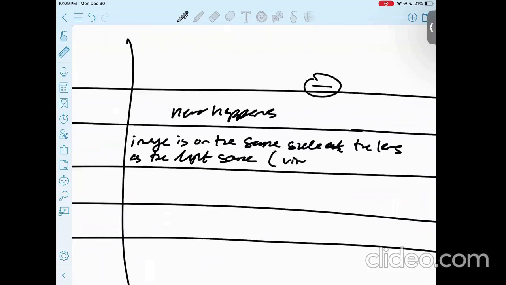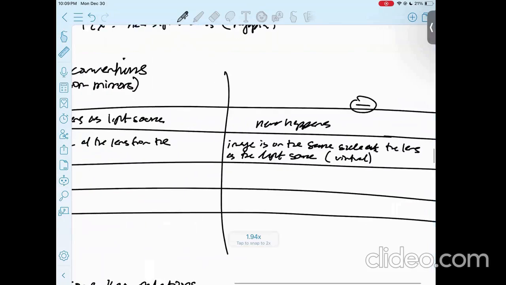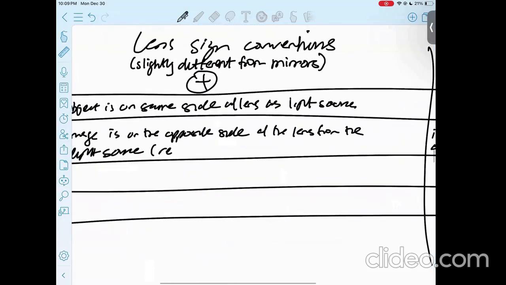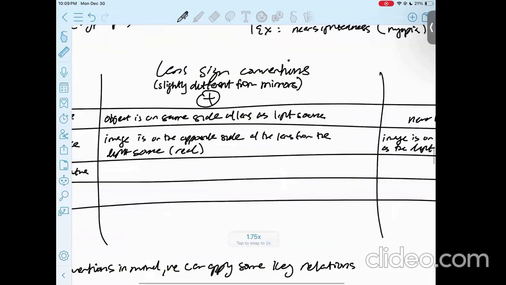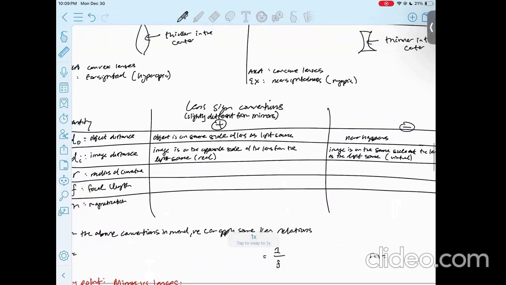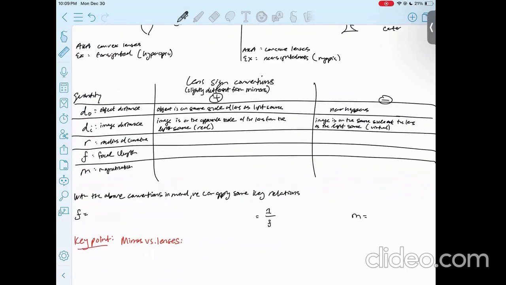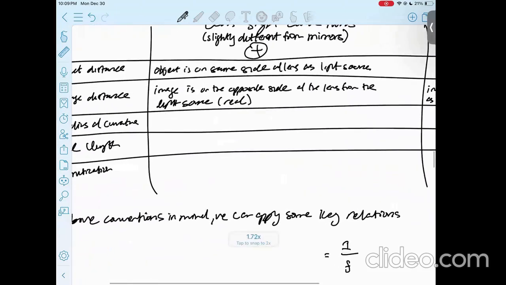So this corresponds to a virtual image, and before, positive image distance corresponds to a real image. Now a positive radius of curvature is a convex lens, converging.